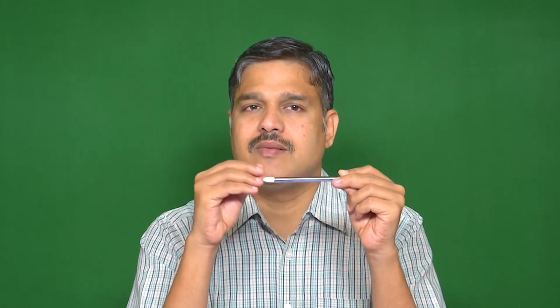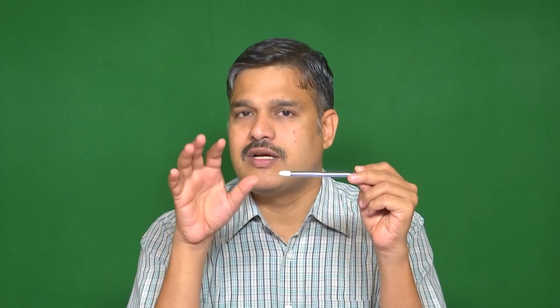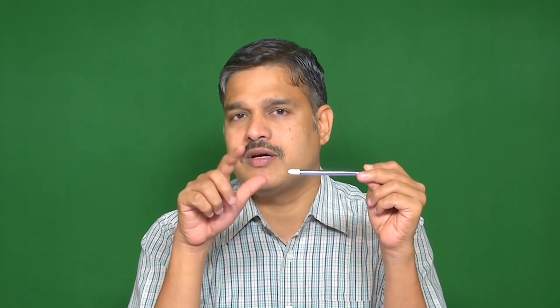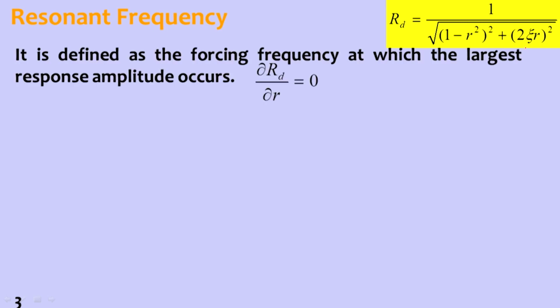In addition, we have the RD curve, the dynamic amplification factor, where RD is a function of R, the frequency ratio. What are the properties of that curve? That is also what we are going to study. If you look at the RD curve, it looks like this. The RD formula is 1 by under root of (1 minus R square) whole square plus (2 zeta R) whole square. This represents RD, which is a function of R and zeta.